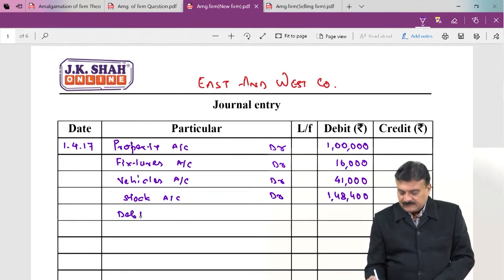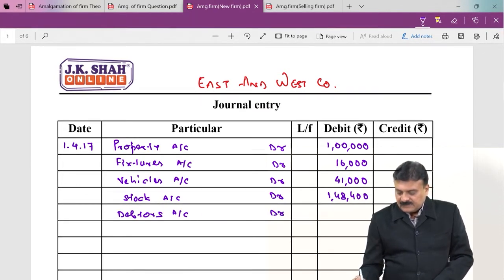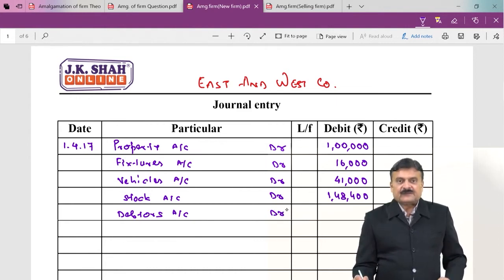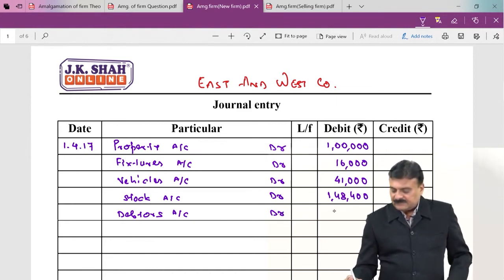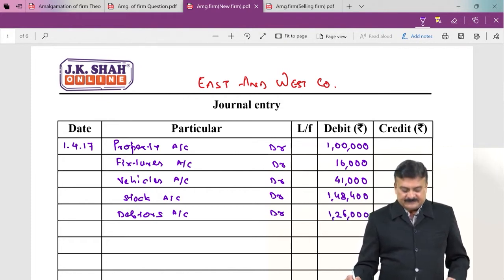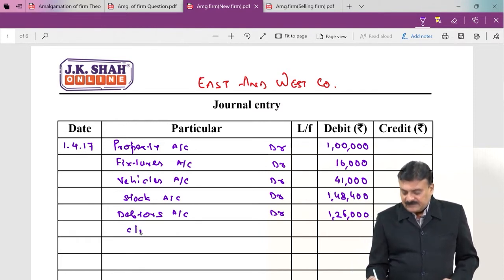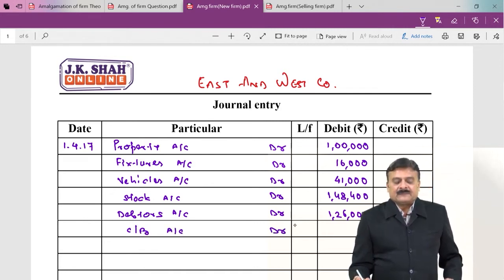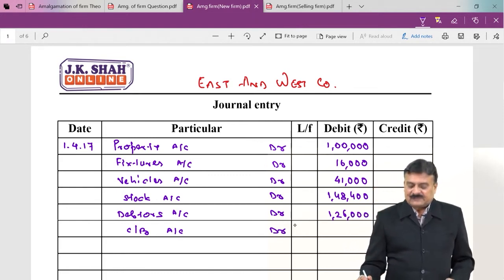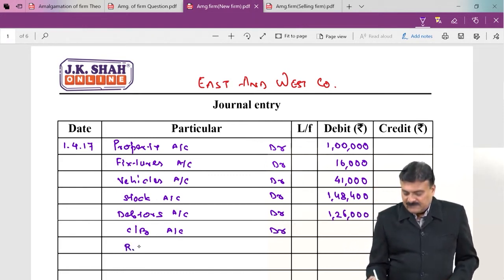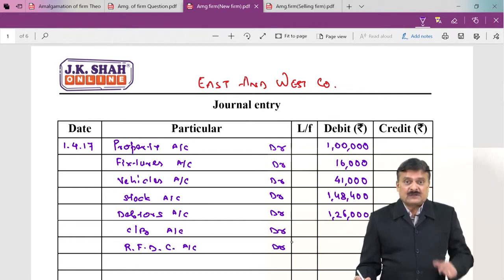Next is debtors account debit, 68,000 plus 58,000. So debtors are debited by 1,26,000. After debtors, bank balance were there. So cash and bank account debit. After cash and bank, what else? One more was there, RFDC, reserve for discount on creditors account debit. I am giving you a hint, you can write the amounts later on.